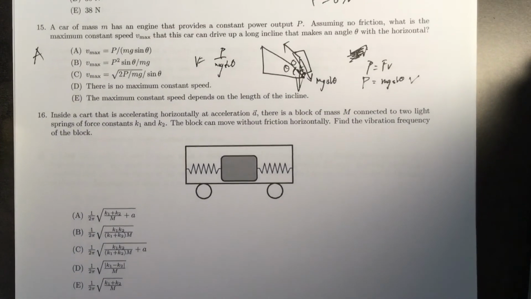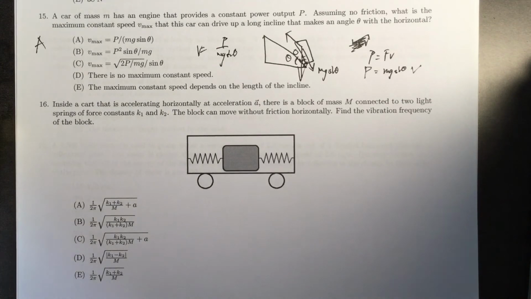Now question number 16. Inside the car, there's a horizontal acceleration of a. There's a block of mass m connected to two light springs of force constants K1 and K2. The block can move without friction horizontally. Find the vibration frequency of the block. So actually, the acceleration in this scenario doesn't matter at all.